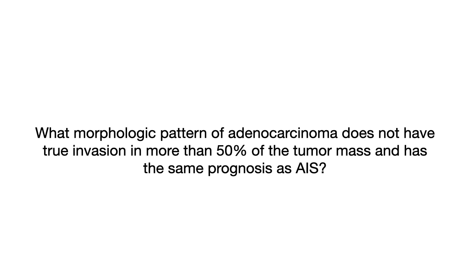What is the morphologic pattern of adenocarcinoma that does not have true invasion in more than 50% of the tumor mass and has the same prognosis as adenocarcinoma in situ or bronchoalveolar carcinoma? This is known as the lepidic pattern predominant adenocarcinoma. So more than 50% is said to be non-invasive or just grows along the walls of the alveolar linings.